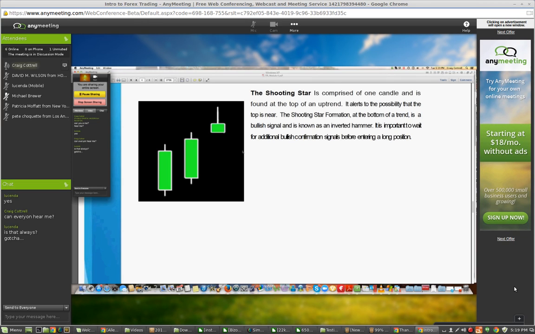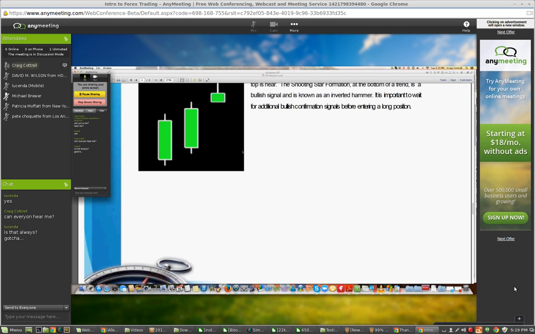Now, as you might imagine, we have the morning star and the evening star too. These are very good patterns as well. I love these patterns.